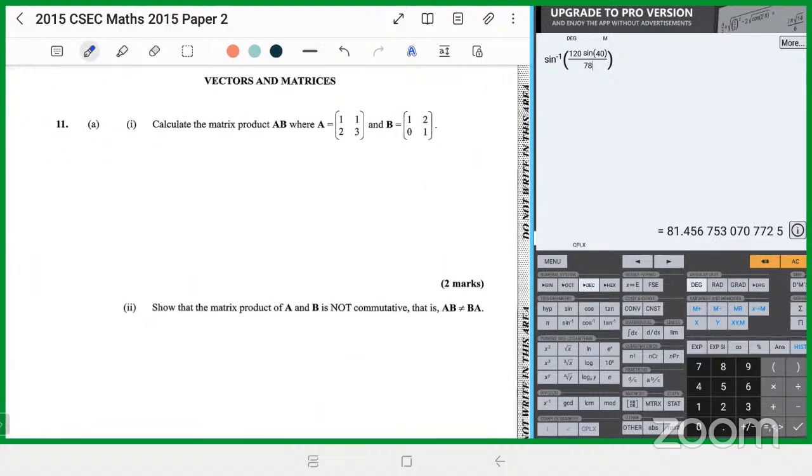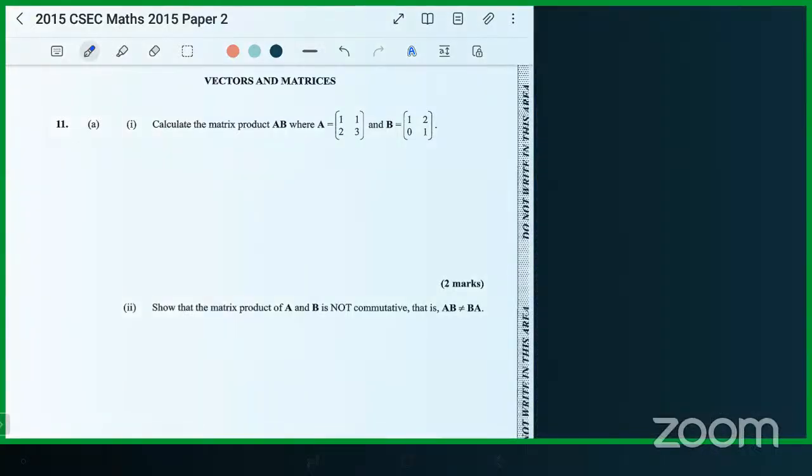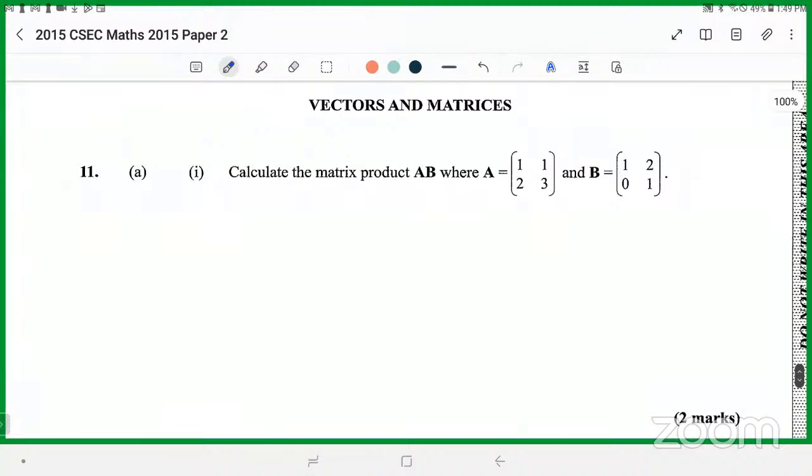Matrices. Must fly through this quick. I don't think I need a calculator for this last one. Is online still there with me? Some people drop off. Yes. Still there. All right. Let's go. Let's finish this.